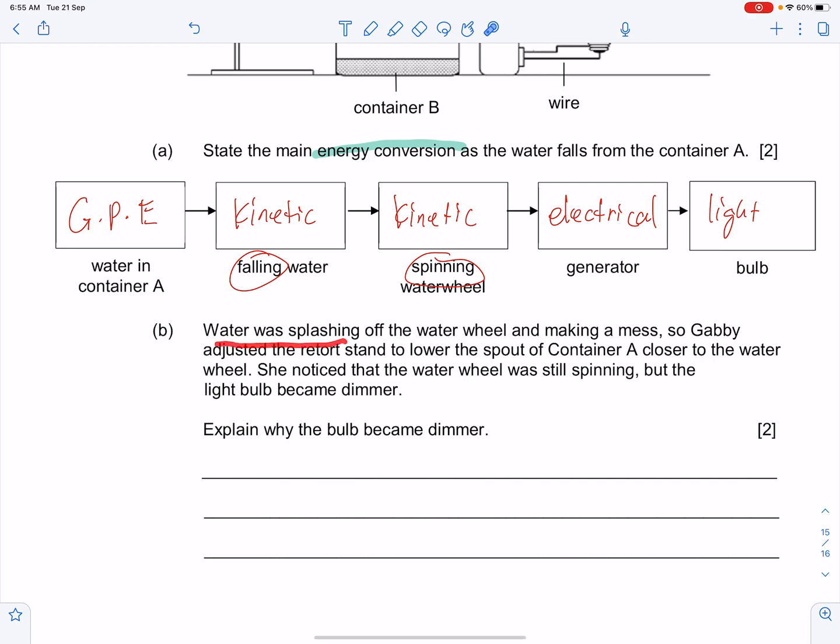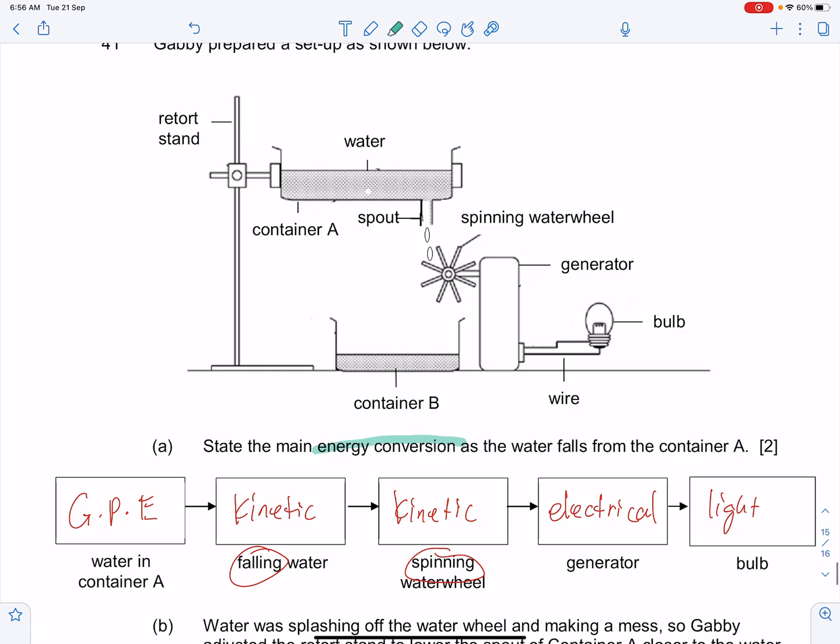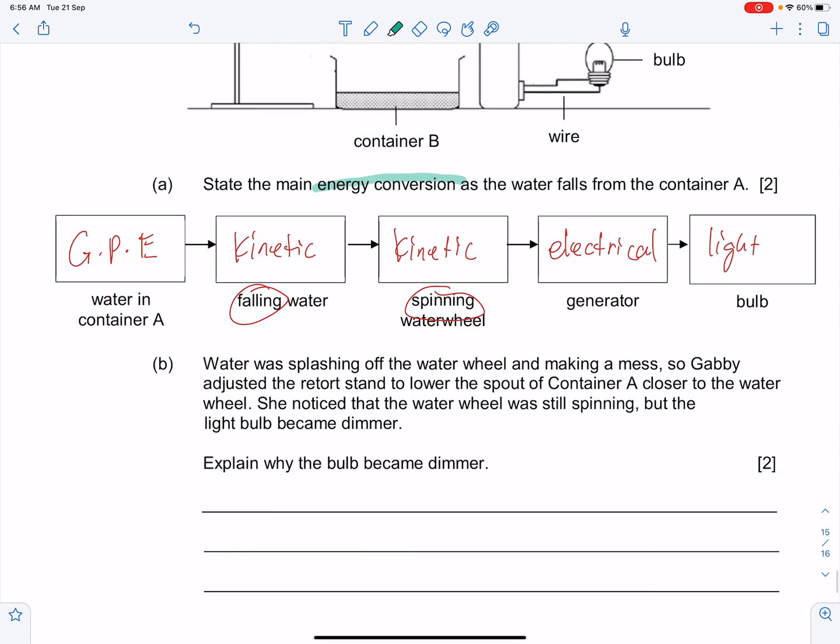Water was splashing off the water wheel and making a mess. So Gabby adjusted the retort stand to lower the spout of container A closer to the water wheel. What it means is that she brought this whole part downwards, lowering it. She noticed that the water wheel was still spinning, but the light bulb became dimmer.